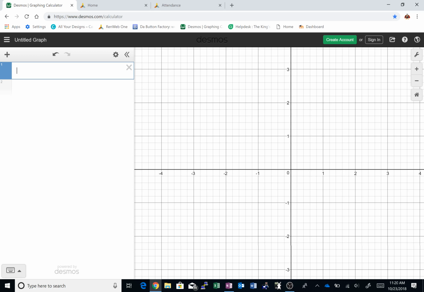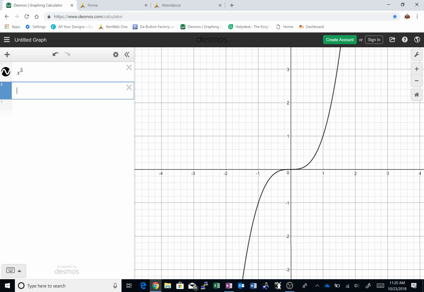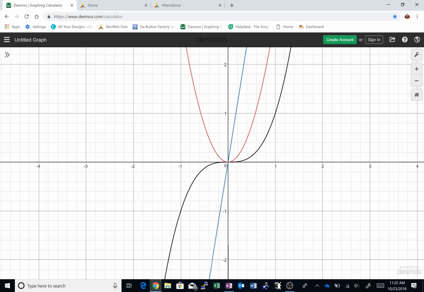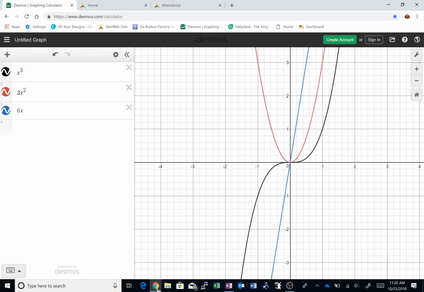So I'm going to put in 3 graphs here: x cubed, 3x squared, and 6x. All right, let's look at all these graphs together and try to interpret how they relate to each other. Remember, the black one is my original. That's the one I'm really talking about. The red and the blue give me information about black, okay?